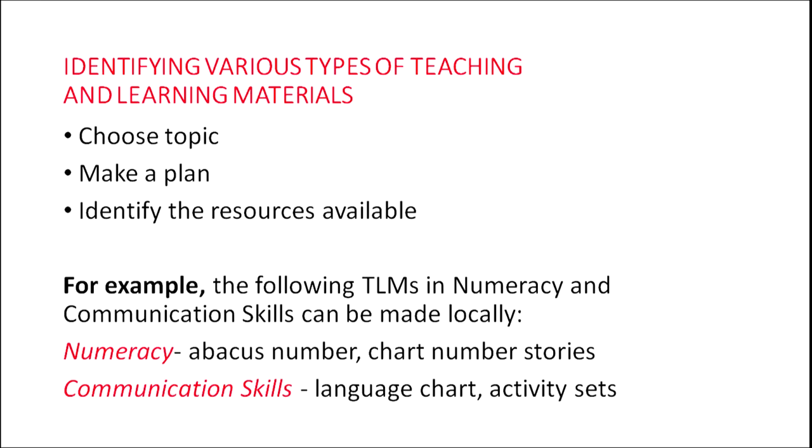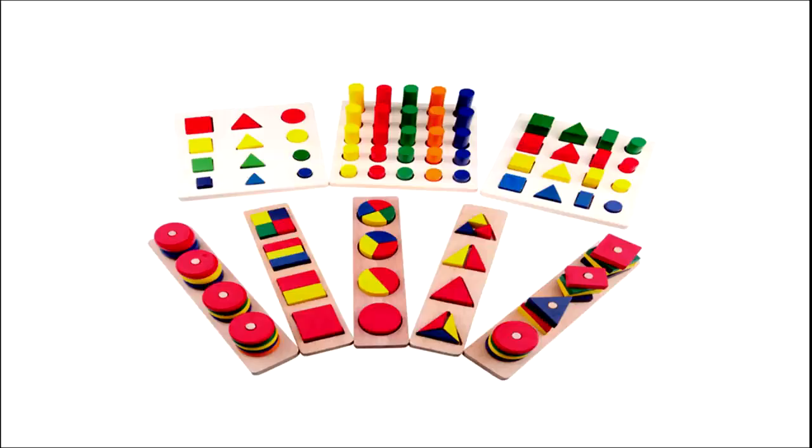For example, the following TLMs in numeracy and communication skills can be made locally. For numeracy, we can use abacus, chart, number stories. For communication skills, language charts can be shown, some activity sets can be used during the class. These are some of the educational materials that can be used for primary classes. Here, a wallet is being used to teach the concept of opposites in English.